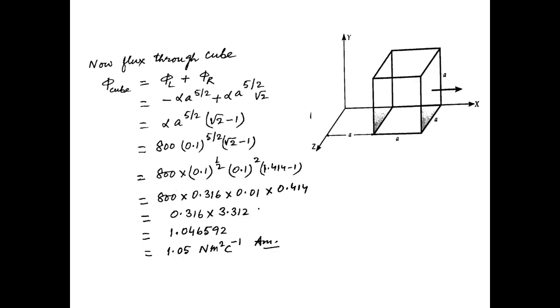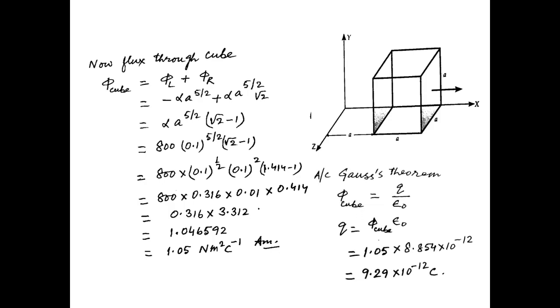Now you can see here the flux through the cube. Okay. How to find the flux through the cube? Flux through the cube is given by phi L plus phi r. We put the value of phi L and phi r and we get the final result as 1.05 Newton meter square per coulomb. Now to find the total charge within the cube, we apply the Gauss theorem, phi equal to q by epsilon naught, or q equal to phi into epsilon naught. Putting the value of net flux into epsilon naught, we get charge equal to 9.29 into 10 to the power minus 12 coulomb.